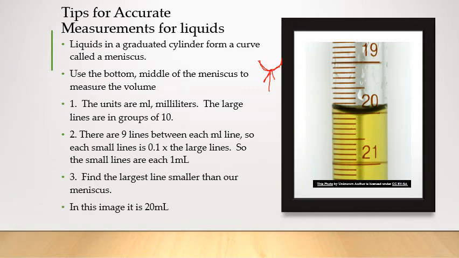So if our meniscus fell here, then it would be 20.8. Okay. In this image, since our meniscus falls right on this line here, then 20 is our correct measurement.